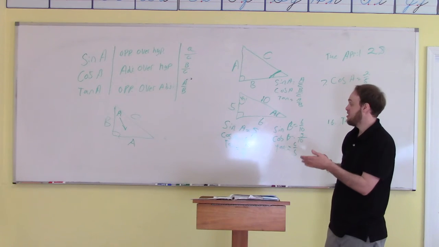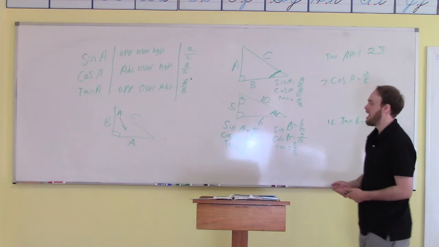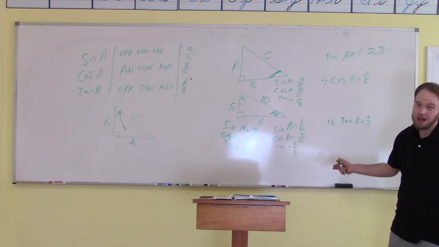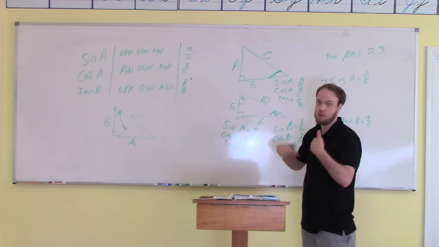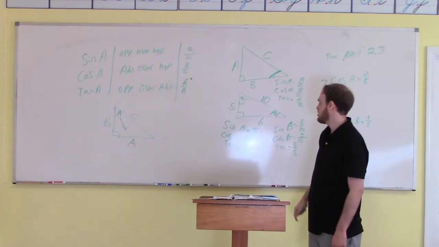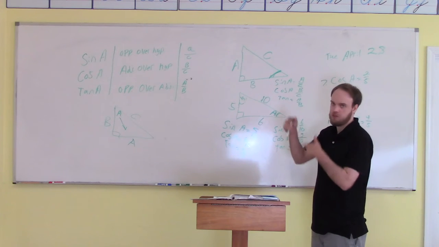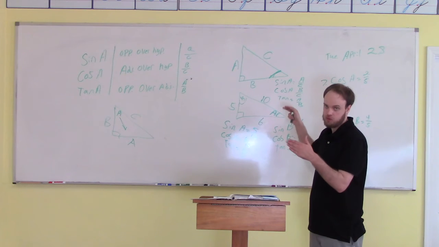And then notice the tangents are just reciprocals. Tangent was 5 over 6, tangent was 6 over 5. That will always happen for every one of them. You'll always have two angles that you could possibly do, and it's always going to be the same process. The sine and cosine for those two angles will always match.